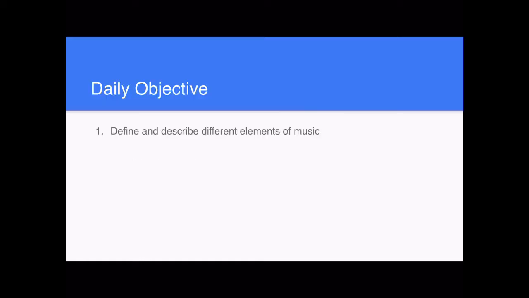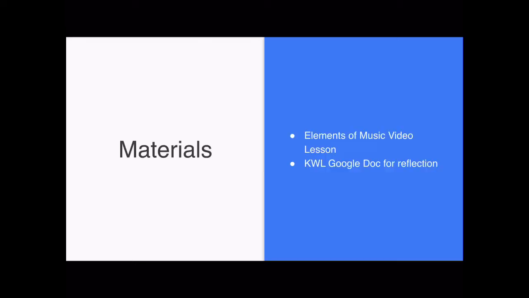Today's video is going to talk about this. We are going to define and describe different elements of music. So that's what this whole video is about. This is our first video lesson. What you'll need is the Elements of Music video lesson, that's right here, and you'll also, at the end of this video lesson, need a KWL Google Doc, which will be for reflection. Everyone will need to submit one of those.